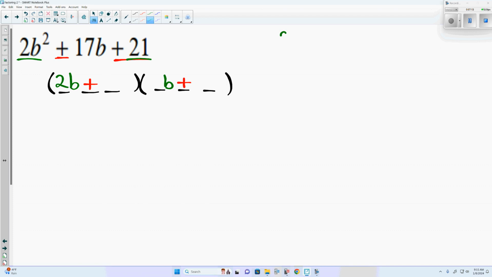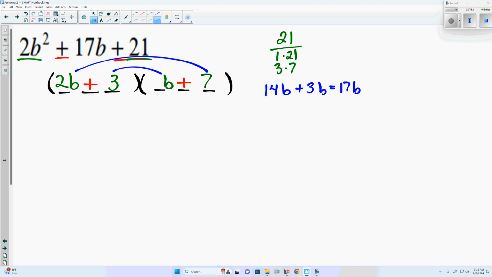21. Well, 1 and 21, or 3 and 7. We can try 3 and 7, and we can check this here. So the first thing we can do is 2b times 7. Well, 2 times 7 is 14, and we still have the b, so 14b. 3 times b is plus 3b, giving us positive 17b. Is that what we wanted? So these are the correct factors.